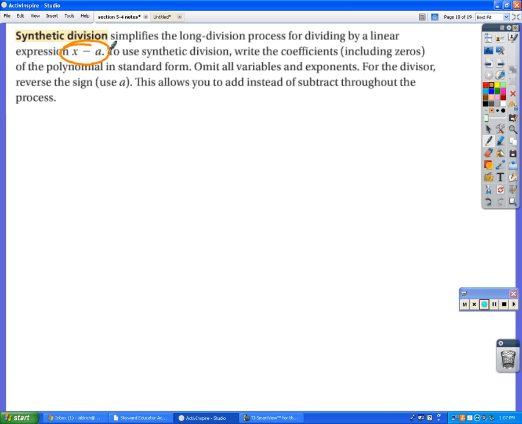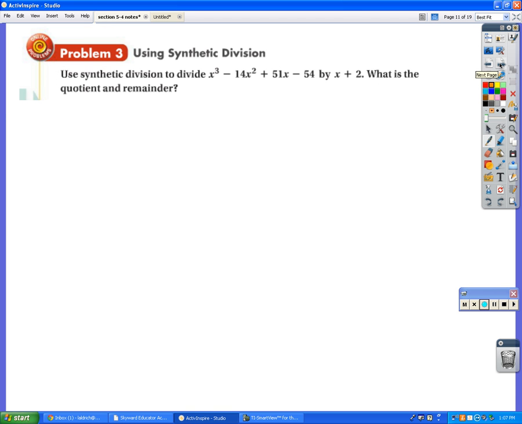Well, let's do the one that Jordan asked for. So that's number 16, we divided x cubed. Oh, never mind. I'll just do this one, like I was going to. All right, so let's use synthetic division to divide x cubed minus 14x squared plus 51x minus 54 by x plus 2. All right, are you ready?